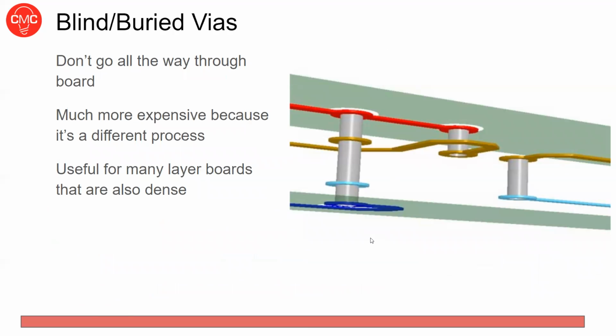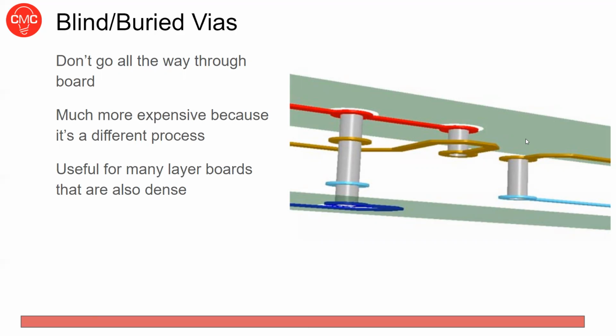Okay, another concept, blind and buried vias. So far, we've only been working with vias that go all the way through. They're plated through holes. They go all the way from one layer to another. And when you have a 2-layer board, that's really all that makes sense. But let's say you have a 4-layer board, and all of a sudden you want to route things here, or you want to have a ground plane here. This will interrupt that plane. You have to route around that on a lower level. So maybe you don't want that.